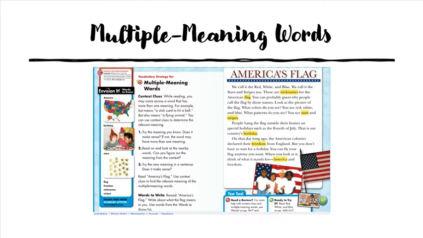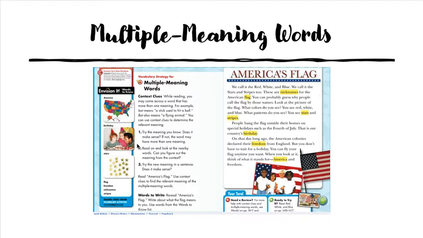Now we're going on to pages 398 and 399 in your Reading Street book. We have multiple meaning words. So, context clues. While reading, you may come across a word that has more than one meaning. For example, bat means a stick used to hit a ball. Bat also means a flying animal. You can use context clues to determine the relevant meaning. So context clues means the sense of the sentence.